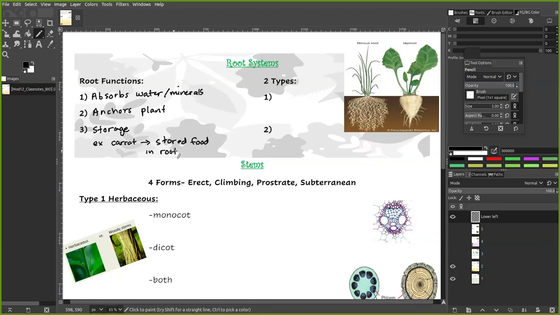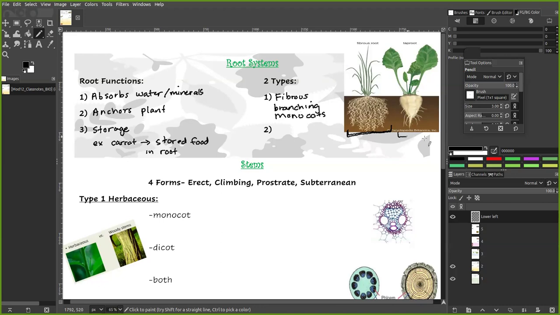Okay, there are 2 types of root systems. One is called fibrous. And that's right here. It's easier to see it than it is to describe it. It's branching. And then the branches have branches, and the branches have branches. And this is found in monocots. So like grass, corn, daffodils, tulips, lilies, things like that are monocots.